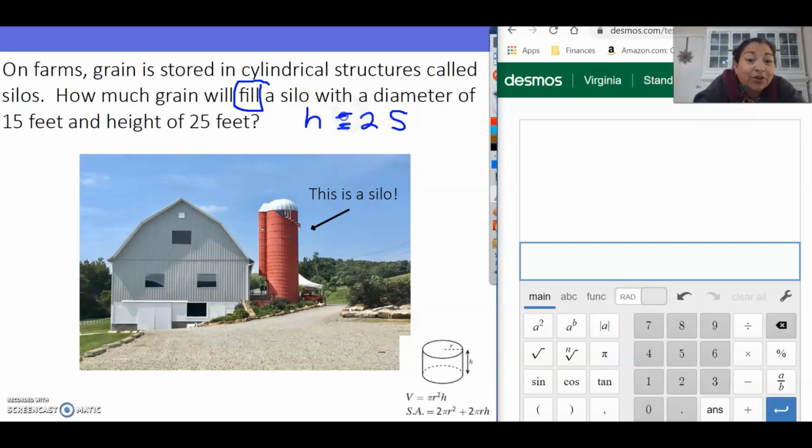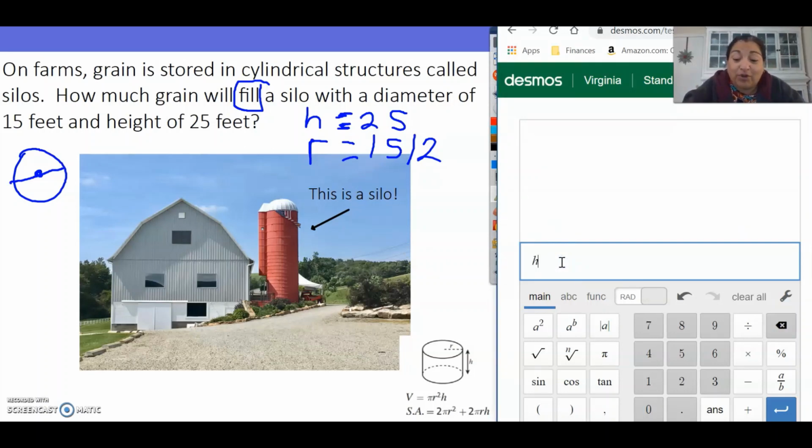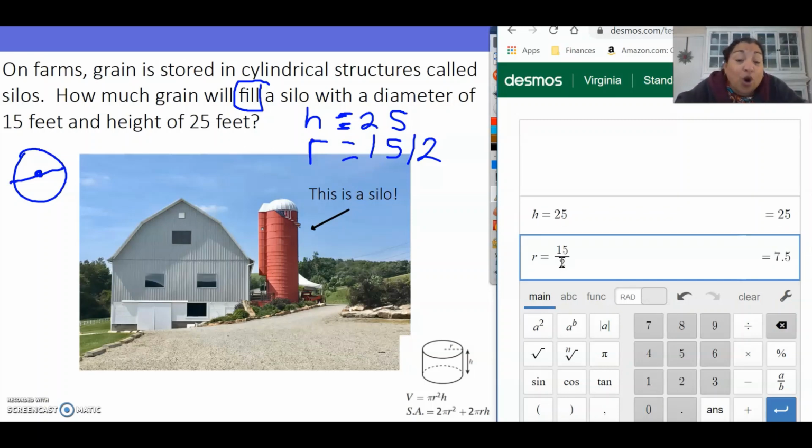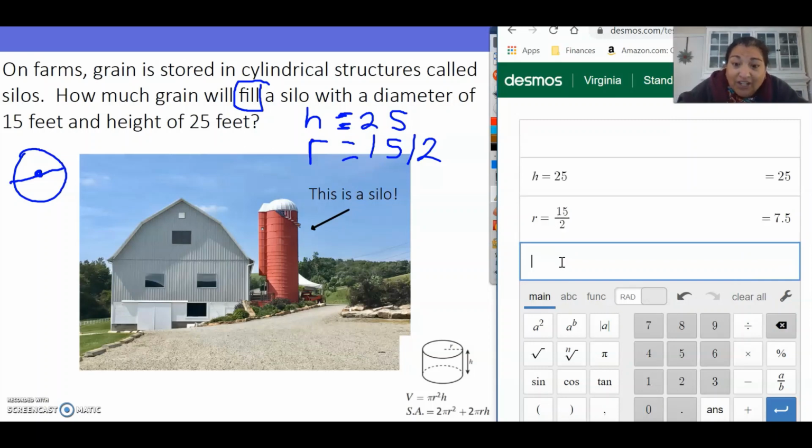But diameter, if you have a circle, diameter is all the way across from one side to the other. So our radius would be the diameter, which is 15 divided by 2. So we're going to put that in our calculator. I'm going to do things a little bit backwards this time. So I'm going to put h equals 25. And then we know we have to find our radius. So radius equals 15 divided by 2. Now, if you're already given the radius, you don't have to divide by 2. But if you're given the diameter, you've got to divide by 2 to make it into a radius, okay?